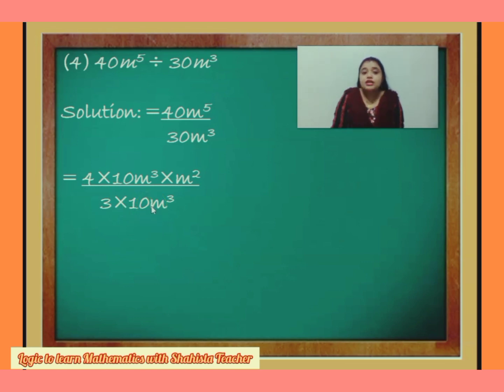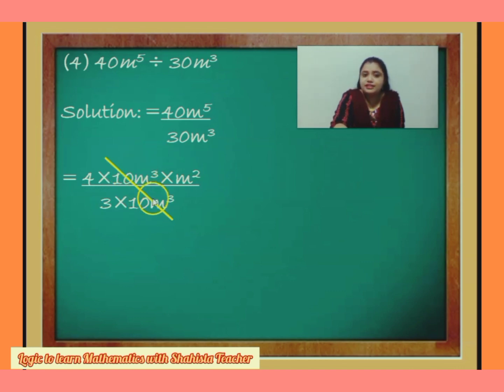Now most important, the common numerator and common denominator get cancelled. Here 10 m cube is common to both numerator and denominator, so we cancel these two terms. After this, 4 multiplied by m square gives us 4m square, and the denominator is 3.